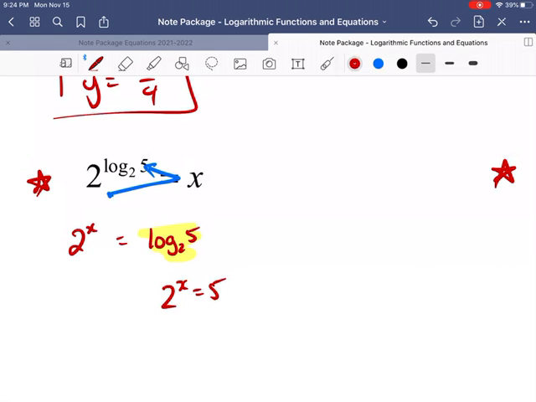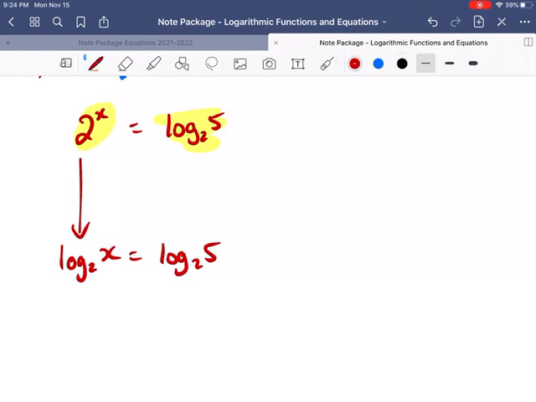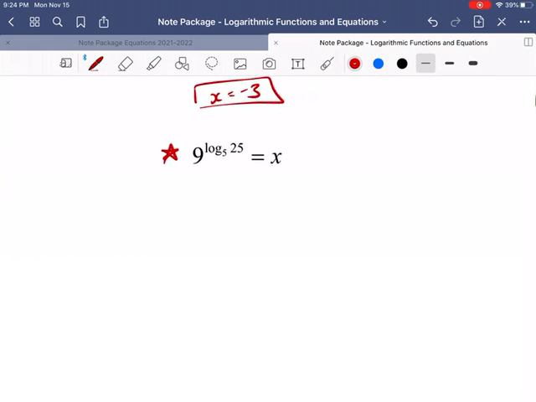And we end up with something like this, where we get log base 2 of x is equal to log 2 of 5. Okay. Actually converting this back to logarithmic form and leaving this one just as it is, we get log 2 to the x is equal to log 2 to the 5. And from there, you can see that x is going to equal 5. Okay. All right.